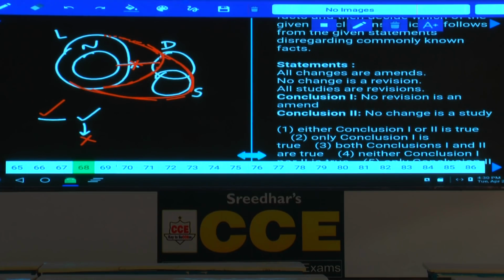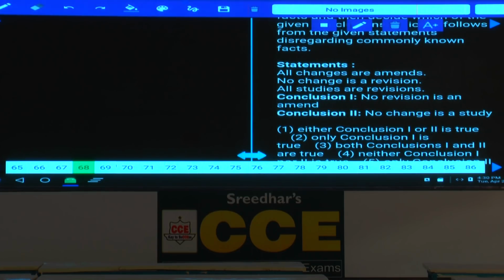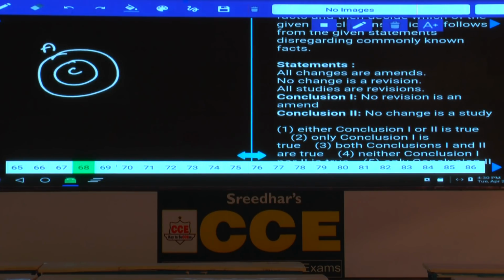Then coming to 68, all changes are amends. These are the changes which are amends. No change is a revision, no intersection between change and revision. And all studies are revisions. Now this is the basic diagram. All studies are revisions. No change is a revision. And all studies and all changes are amends.